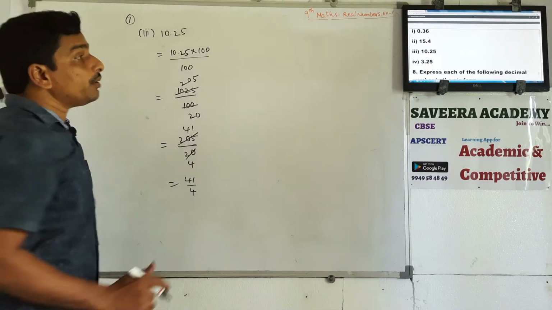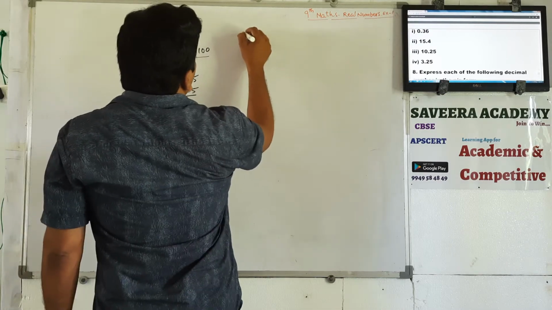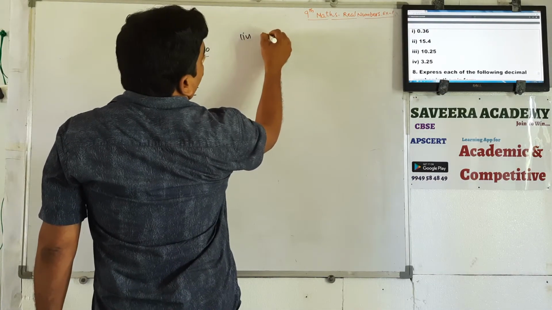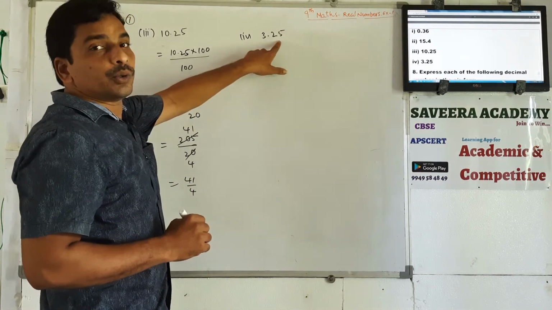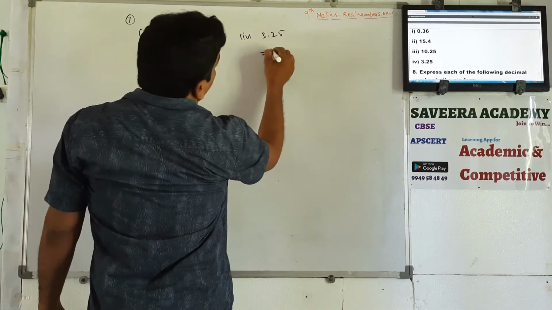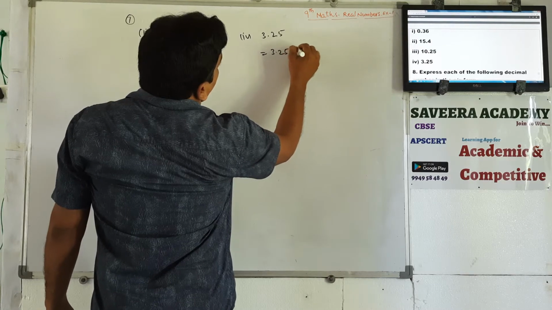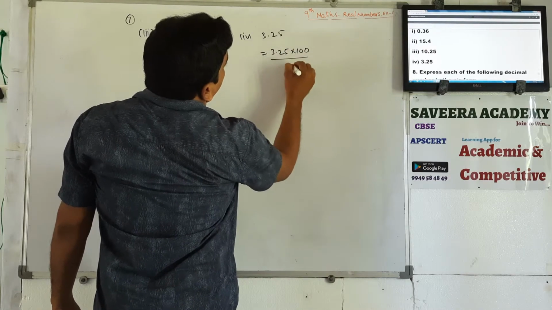Okay. Now 3.25. After the decimal point there are 2 digits. Therefore you have to multiply and divide with 100.